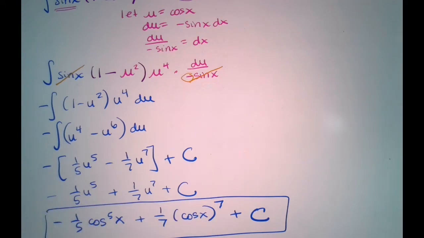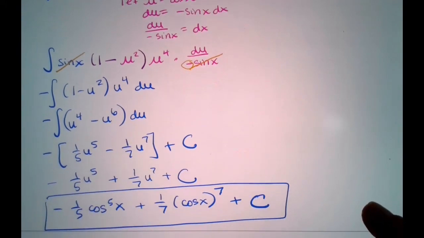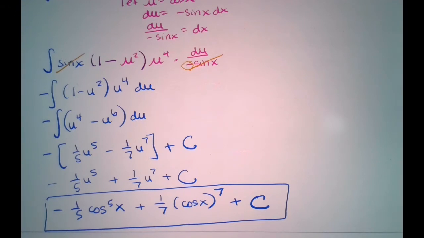Okay. So that's how this flow chart works. They're telling you to save something intentionally so that your u substitution works out perfectly and you don't have to try something a second time or a third time. You don't have to reinvent the wheel.